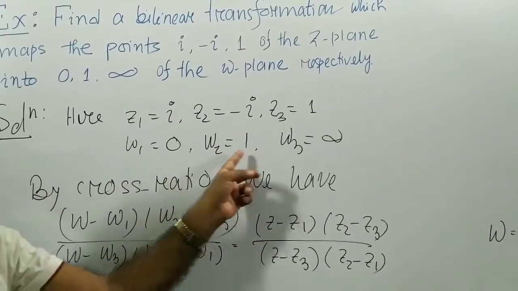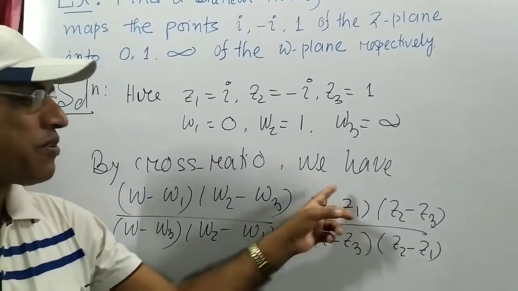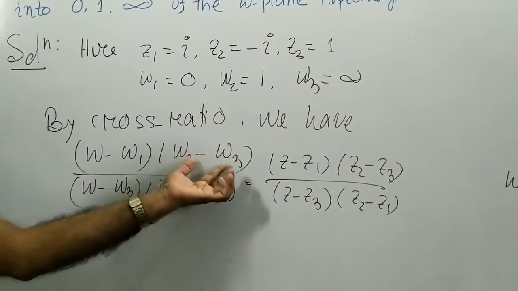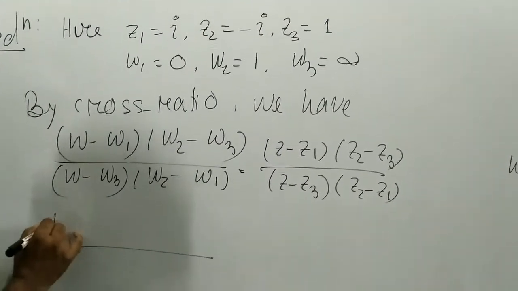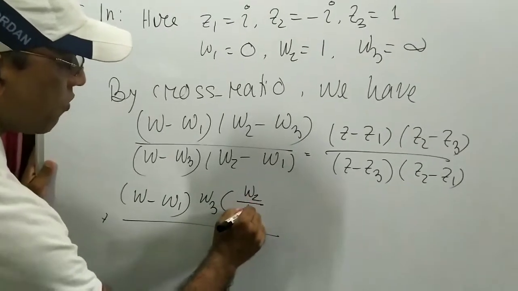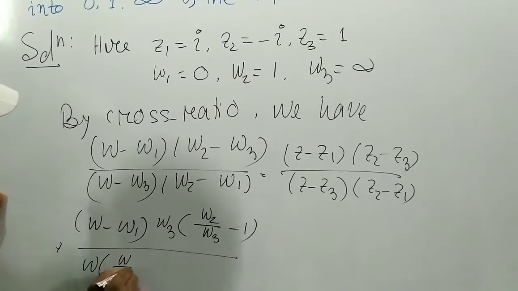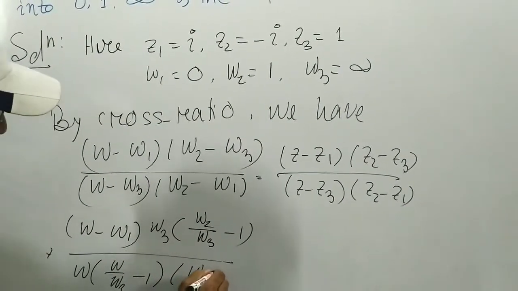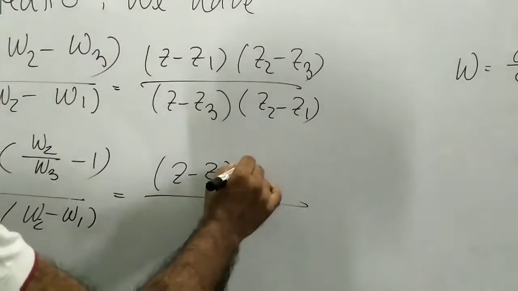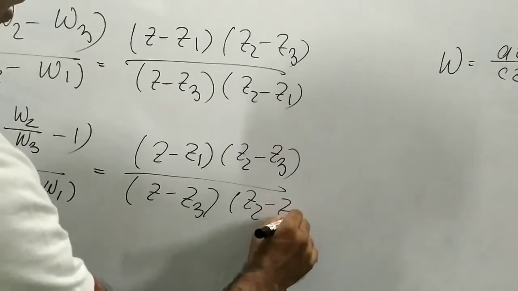But one value is given as infinity. W3 is infinity, and if we put it in directly, the result will be infinity. So from these terms we take W3 common. We get W minus W1, then W2 by W3 minus 1 from the numerator, and W by W3 minus 1 from the denominator. W2 minus W1 remains the same, and the right hand side remains the same: (Z minus Z1)(Z2 minus Z3) by (Z minus Z3)(Z2 minus Z1).